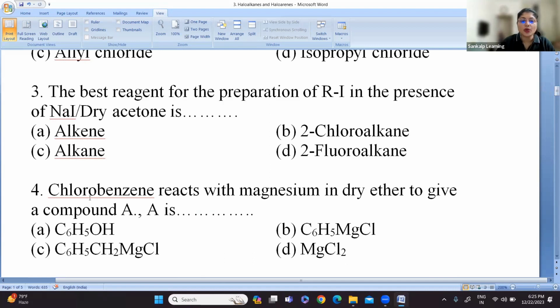Next question. Chlorobenzene, when it reacts with magnesium in dry ether, gives a compound A. So I'll write the structure of chlorobenzene. Okay, so this is chlorobenzene. Chlorobenzene is reacting with magnesium in the presence of dry ether. What will be the compound A? Students, answer. What will be the compound A here when chlorobenzene reacts with magnesium in the presence of dry ether?